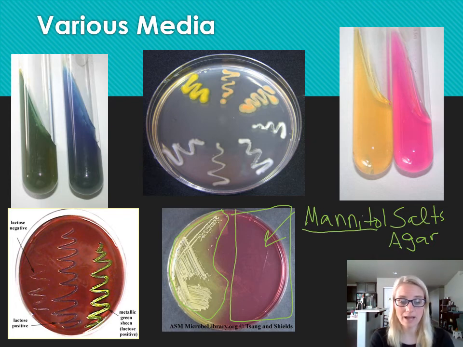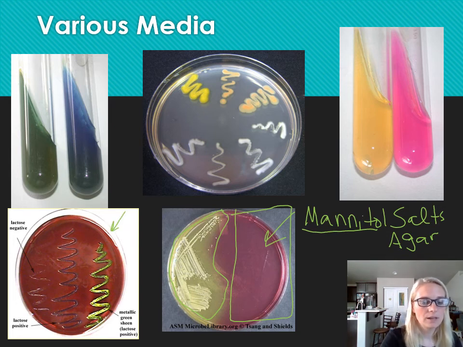So we can see, yes, that bacteria that's growing on this MSA plate is a halophile because it can grow, and it ferments mannitol because it turns the media yellow around it because it's releasing an acid. So that's a good example of selective and differential.